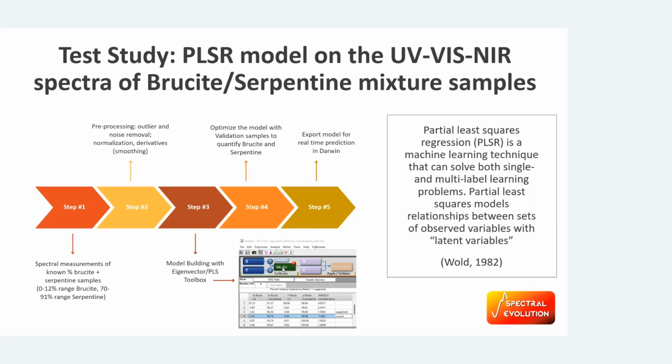But the problem is we never want to just immediately use that initial model that's built. You want to make sure you're optimizing this model. So we want to test this with some validation samples to ensure that the model is accurately predicting the brucite and the serpentine concentrations. So once you've finally got it optimized, working how you want it to work, we can actually export this for real-time prediction on unknown samples. So let's take a look at that.